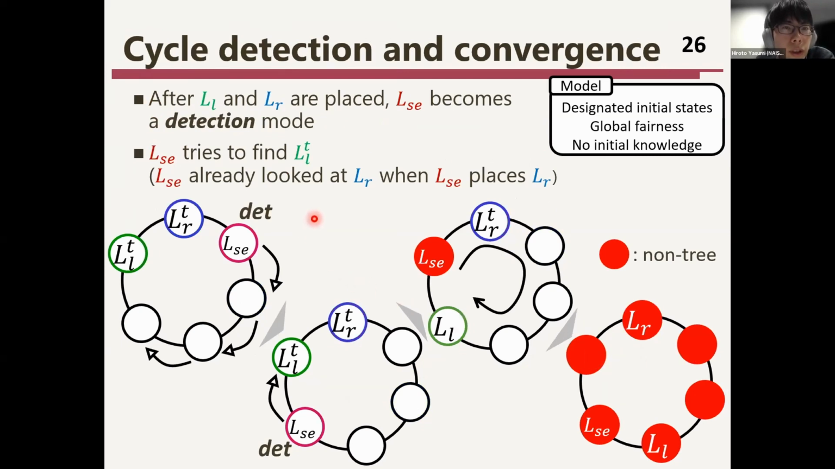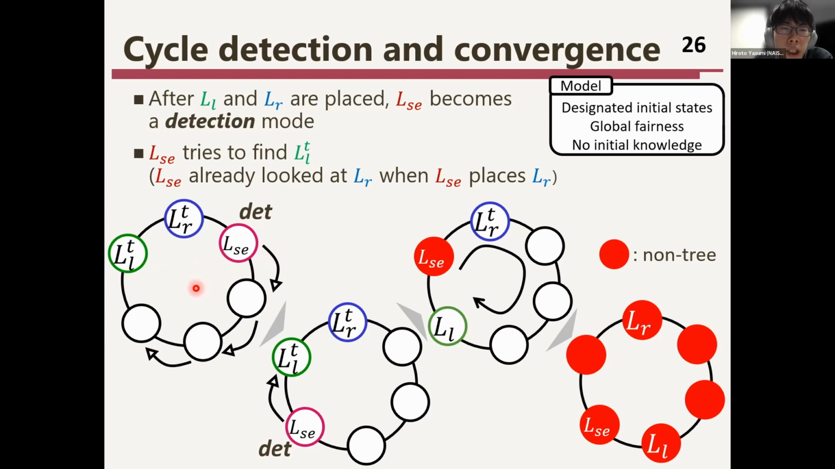After that, the LSE token becomes a detection mode. This DET represents the LSE token in the detection mode. The LSE token in the detection mode tries to find the LTL token. Please note that the LSE token in the detection mode already looked at the LR token when the LSE token placed the LR token. So just by finding the LTL token, the LSE token can recognize that there is a cycle.